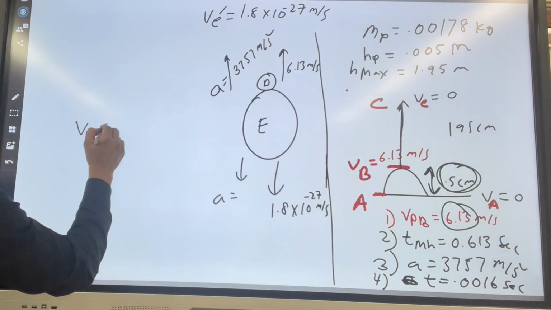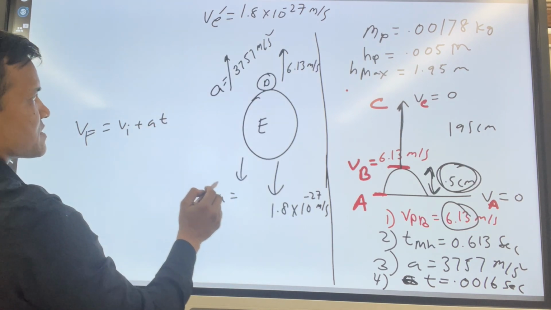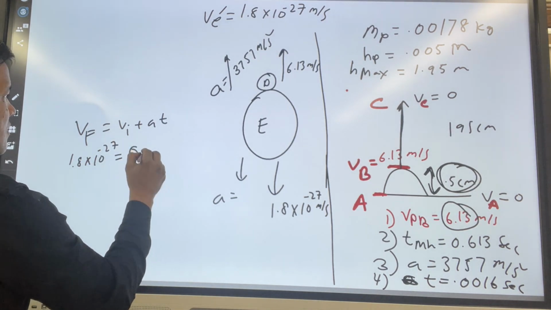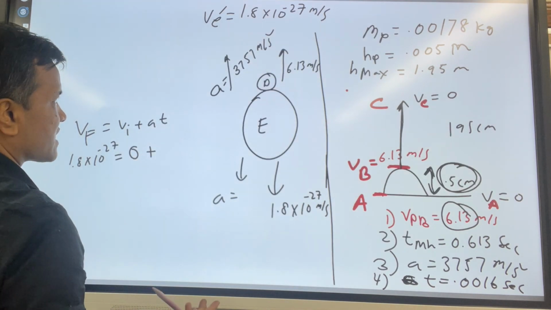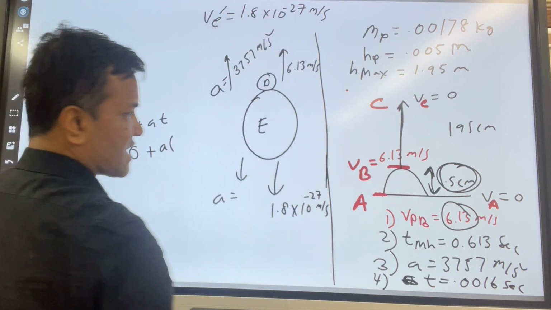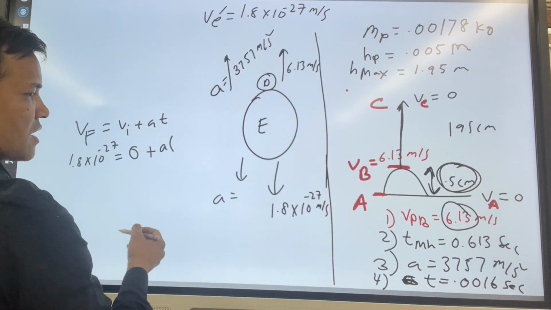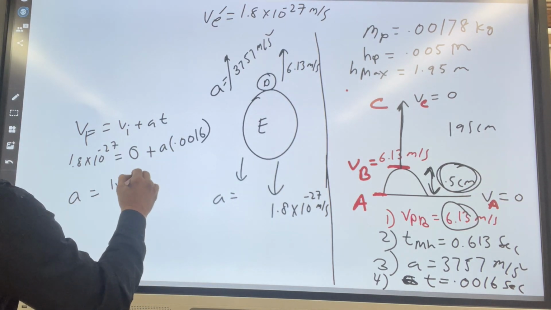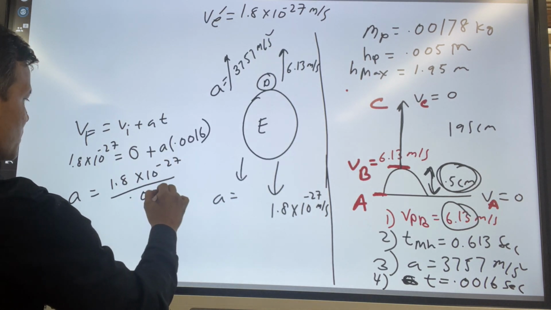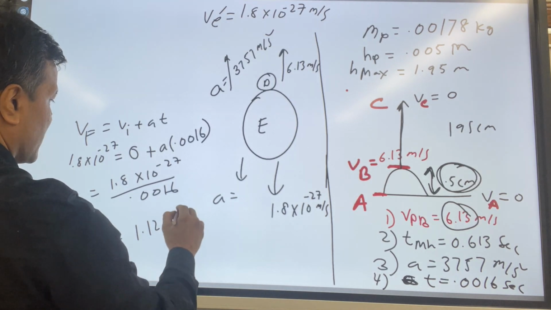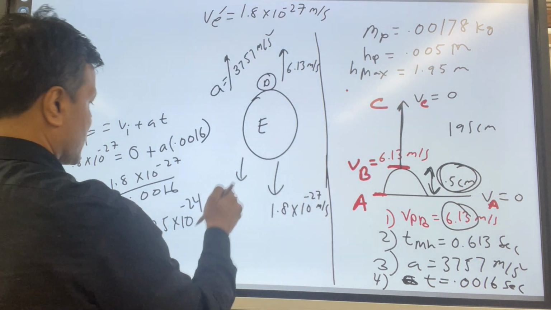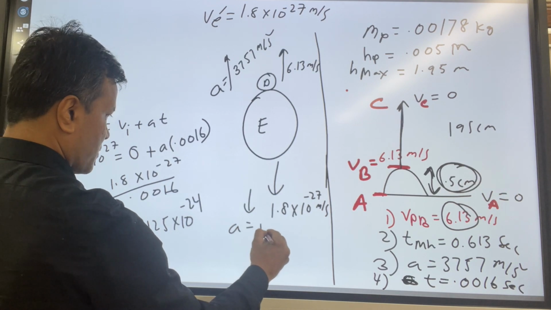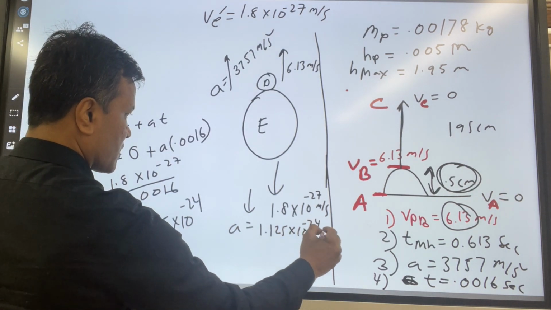Let's use Vf is equal to Vi plus at. So Vf must be this one, 1.8 times 10 raised to negative 27, is equal to Vi is 0 plus acceleration, and the earth acceleration is what we are trying to find. And earth accelerates only a very small amount of time, 0.0016. Acceleration is 1.8 times 10 raised to negative 27 over 0.0016, 1.125 times 10 raised to negative 24. So earth acceleration, I'm going to write it down, is 1.125 times 10 raised to negative 24 meter per second squared.